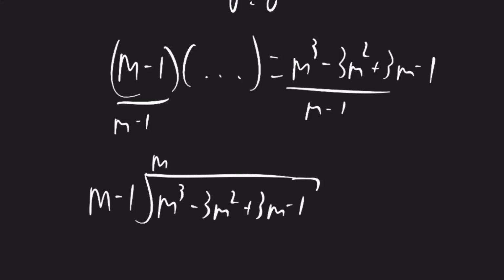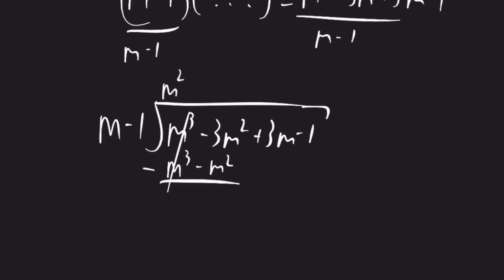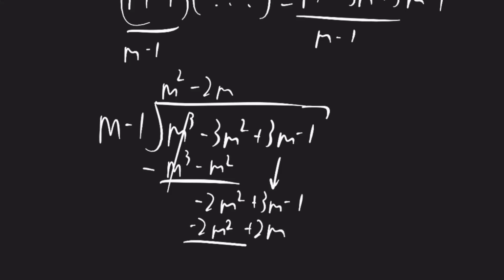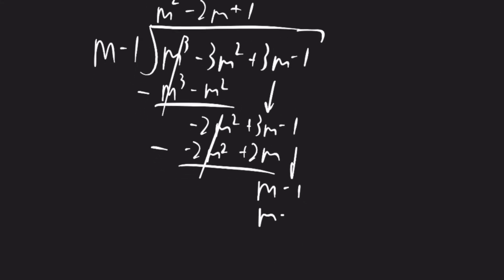The first term will be m squared. Down here, it'll be m cubed minus m squared. We'll get negative 2m squared. We'll bring these down, plus 3m minus 1. So the next term will be minus 2m. We'll get negative 2m squared plus 2m. Again, we'll subtract these. We'll be left with m minus 1. So the last term will be plus 1. And we'll have no remainder.